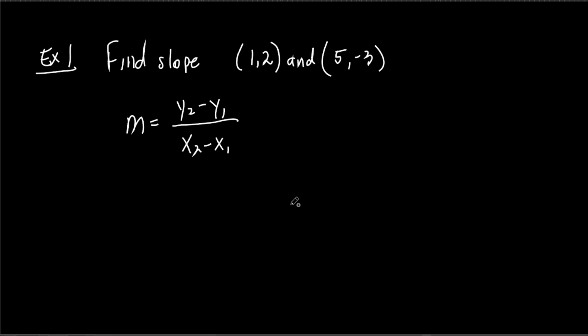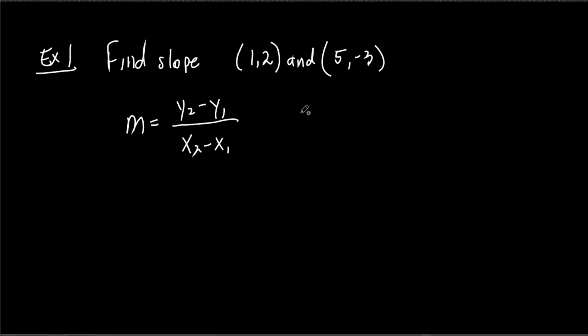Okay? Make sure you put the y's on the top. A lot of people put the x's on the top because they just think x comes first. All right? But the y has to go on the top. Why does it go on top? Because it's the rise. It's the rise over the run. Okay?